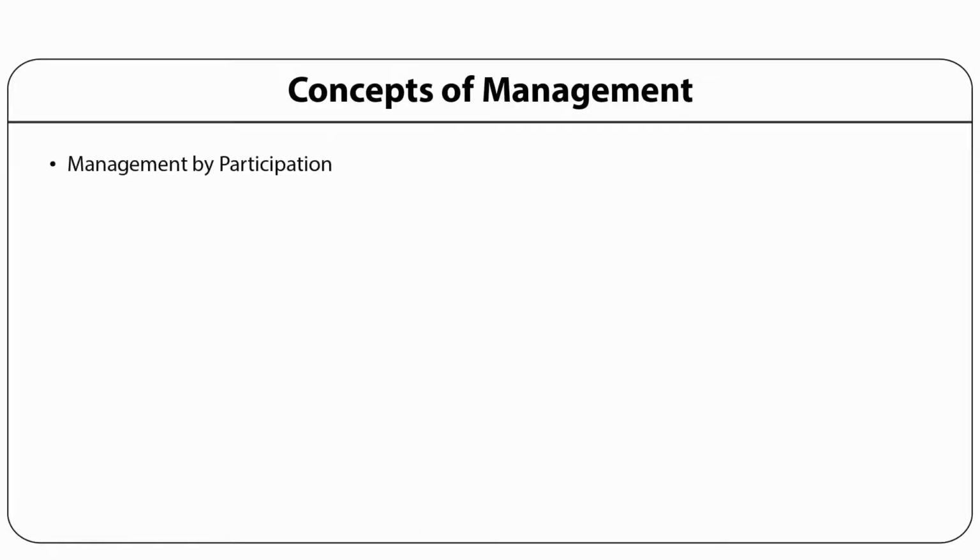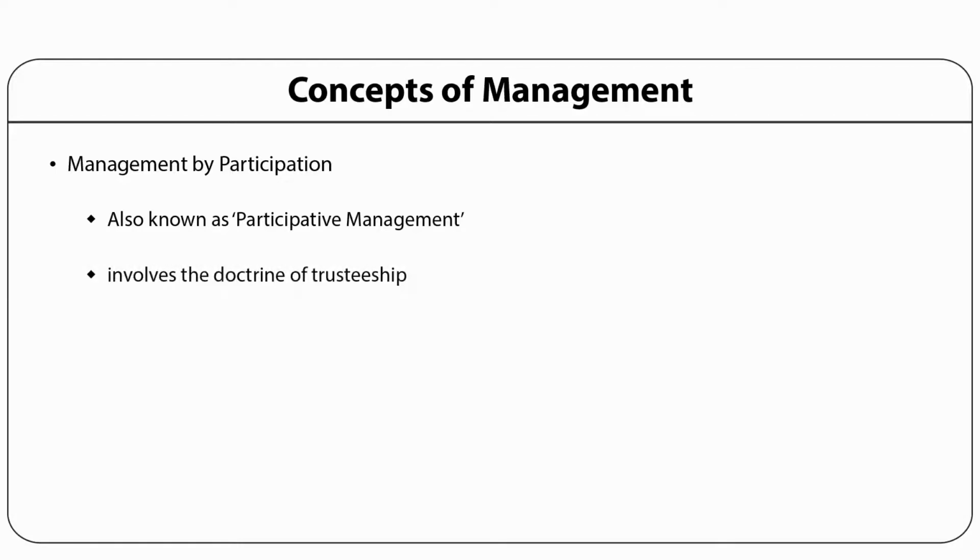Management by participation. It is also known as participative management. The workers in the organization are given opportunity in the decision making process also. It involves the doctrine of trusteeship. Management by participation creates a sense of involvement among the workers. The workers can very well appreciate the problems and bottlenecks in the system. They can also realize the practical problems involved in the system and thus take realistic decisions in the organization.